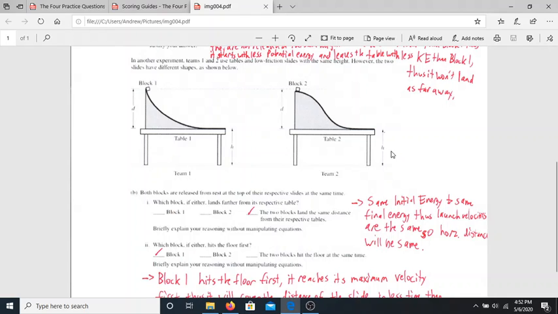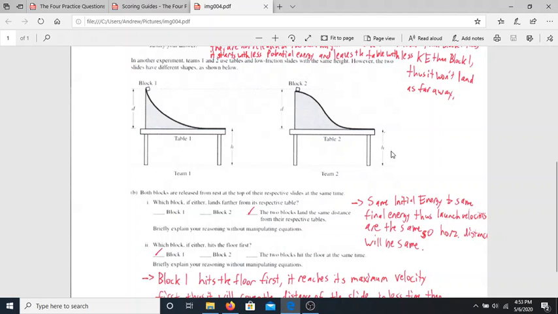So, because of that, block 1 and block 2, which are identical, have the same kinetic energy when they leave the table. That means they're going to be moving at the same launch velocity when they leave the table, and therefore they're going to go the same horizontal distance before they hit the ground. So right there, they're actually going to land the same distance from their respective tables.